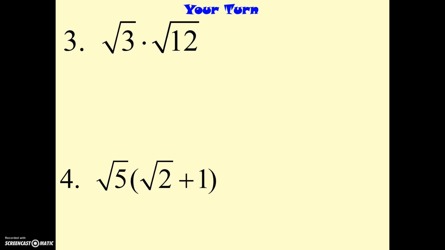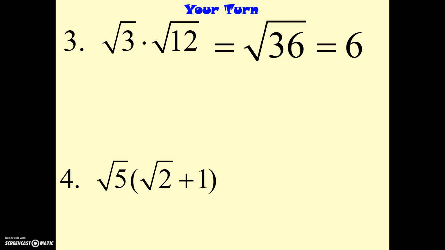All right. I want you to pause the video and try to do these two on your own. Okay. Now, when you do these, you do radical 3 times radical 12. You'll get radical 36, which is a perfect square, so your answer is 6.